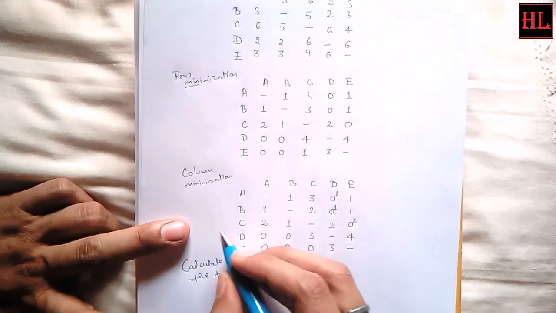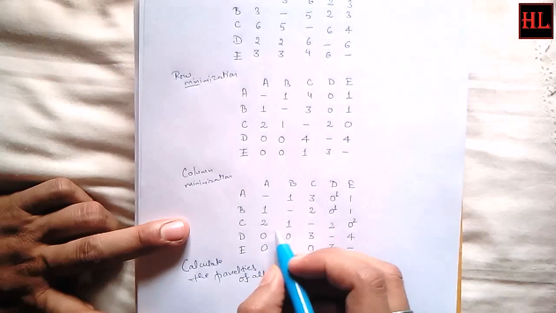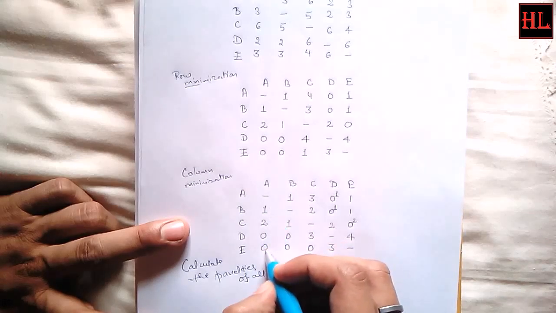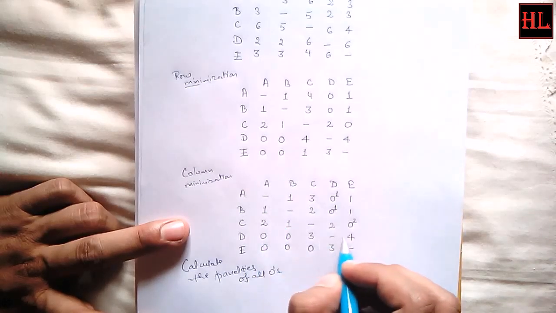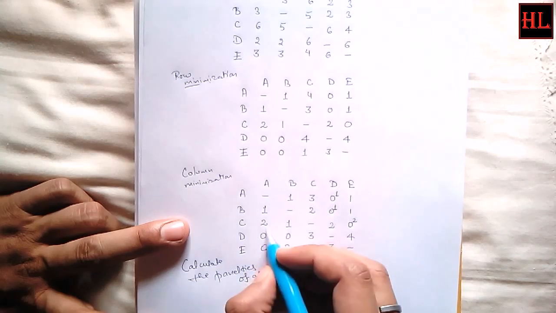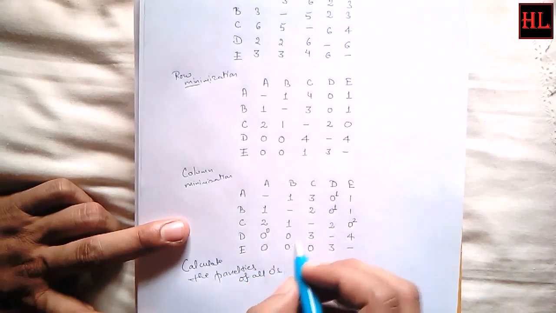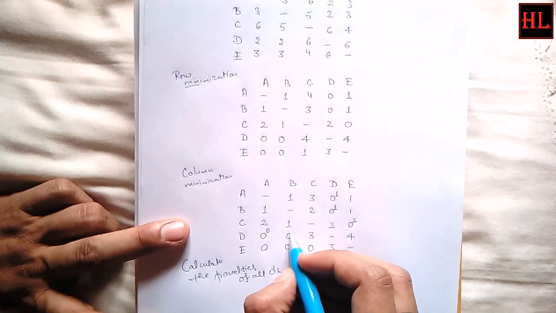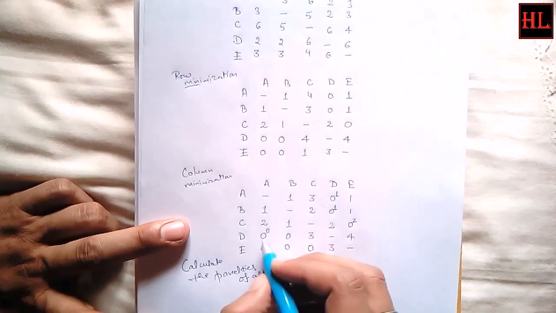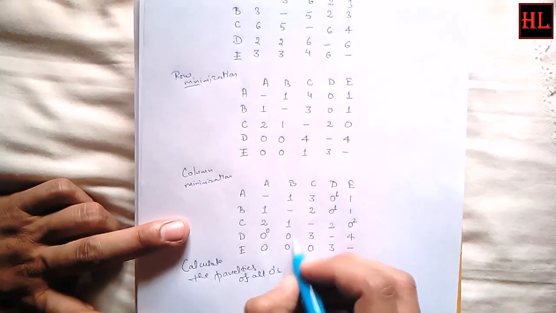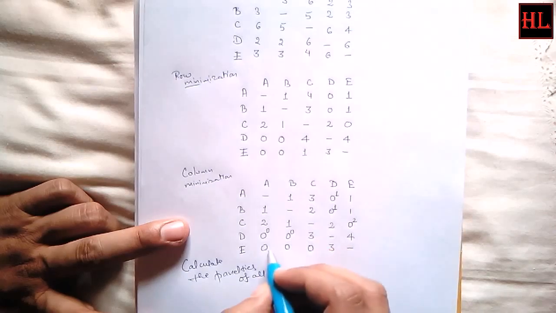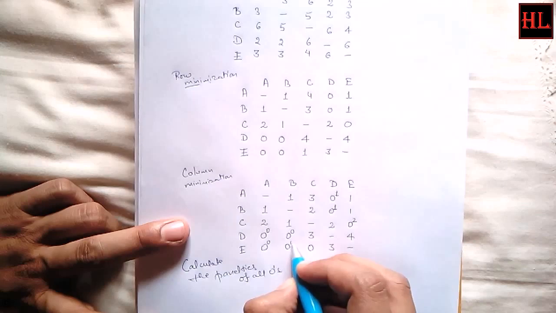For this 0, the minimum element in its column is this 0 and in its row is also 0, so 0 plus 0 is equal to 0. Similarly for this 0, the minimum element in its row is 0 and in its column is also 0, so 0 plus 0 will be 0. Similarly for these two zeros the penalty will also be 0.